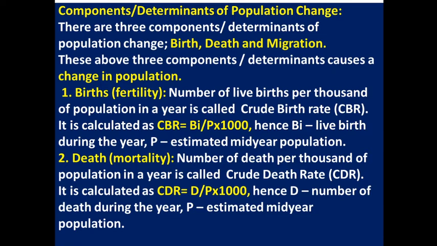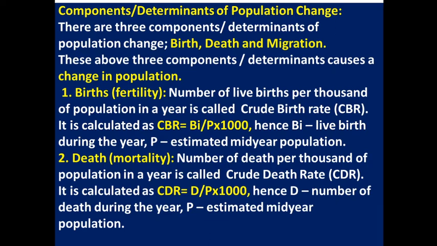Next, we are going to learn about the determinants or components of population change, or the factors that affect population change. There are three main components or determinants of population change in the world: birth, death, and migration. These are the three main components which lead to change in population of a particular country, or in the world.